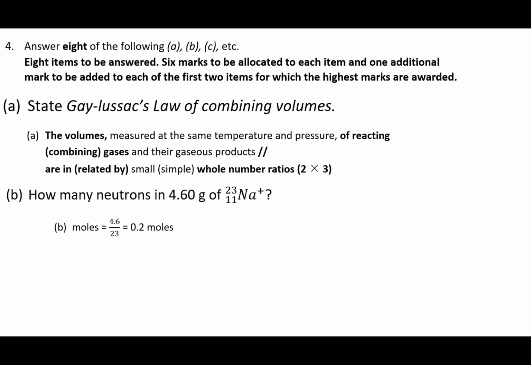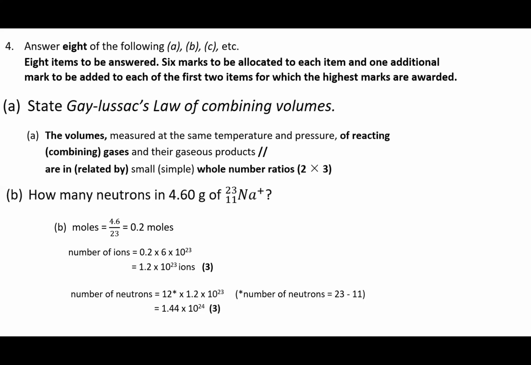So first of all, we're going from grams to neutrons. So the first thing you've got to do is get the number of moles. So that's 4.6 divided by 23, which gives you 0.2 moles. Then you get the number of ions, and you do that by multiplying by Avogadro's number, 6 by 10 to the 23. So moles by Avogadro's number gives you 1.2 by 10 to the 23 ions. And 3 marks for getting that far.